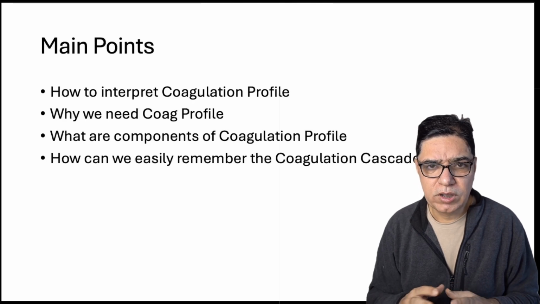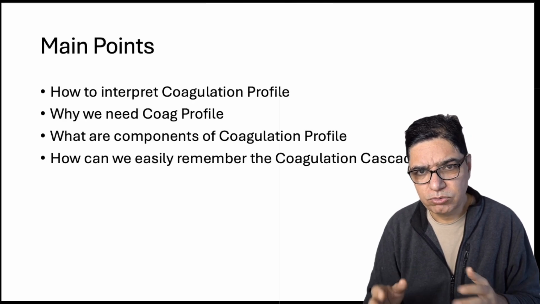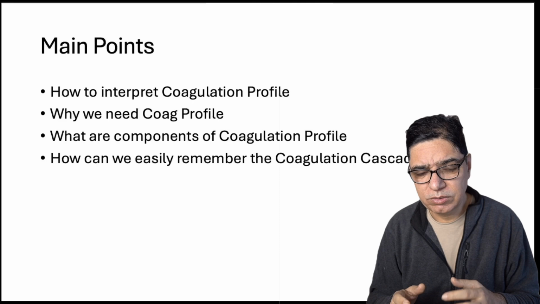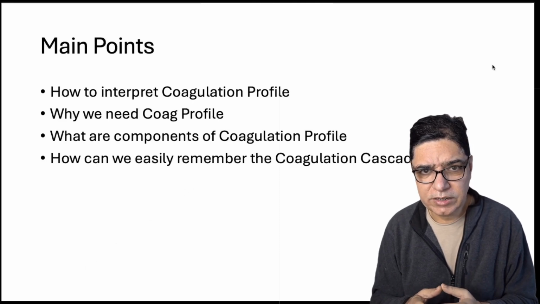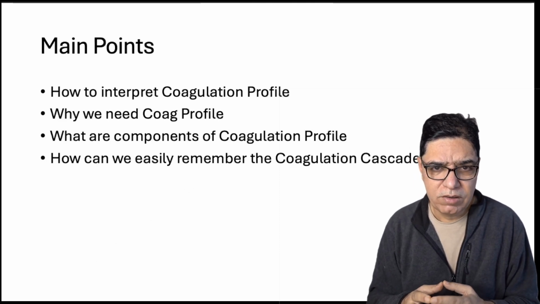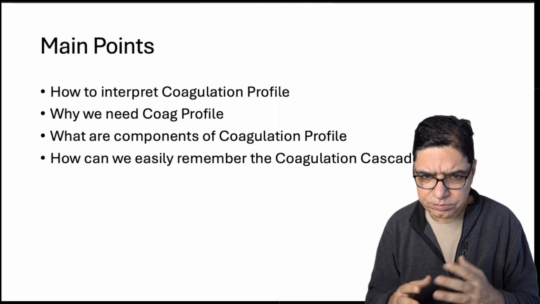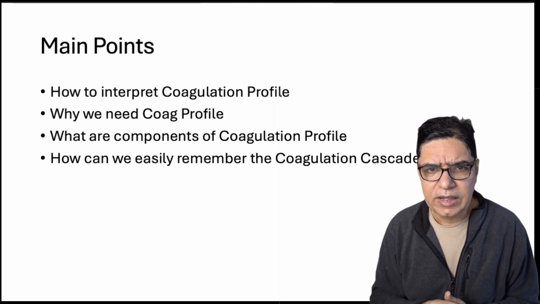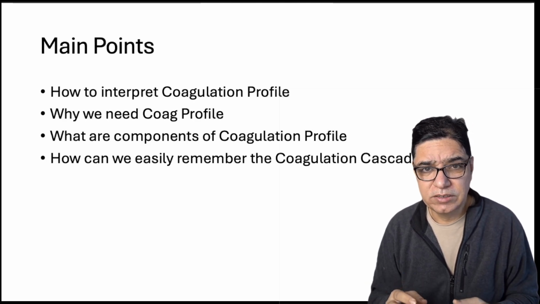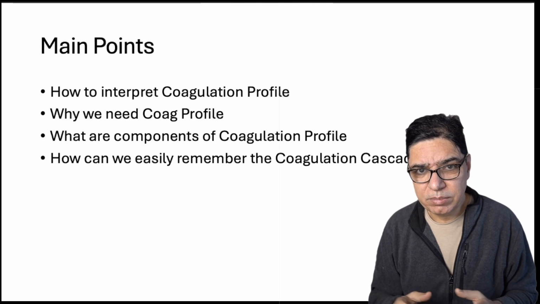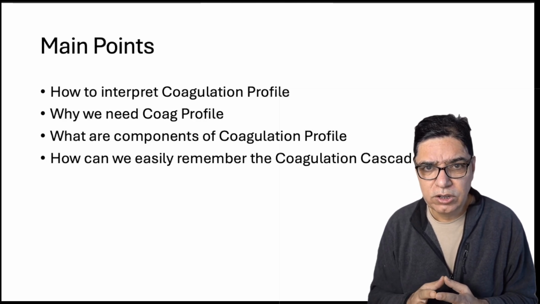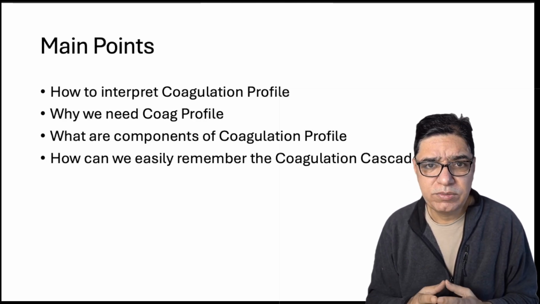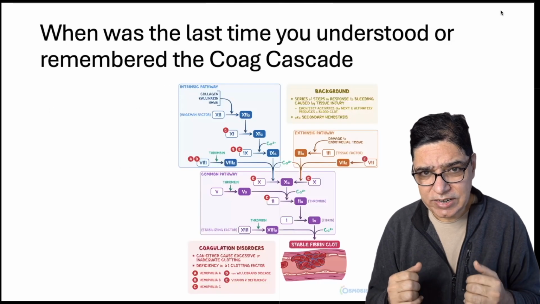Then we would also be talking about what are the components of this coagulation profile. Like for example, we would be talking about the prothrombin time, the activated partial thromboplastin time, fibrinogen time, APT ratio, and so on and so forth. And then we will be talking about some methods by which we can easily remember the coagulation cascades. So these are the four main points that we are going to discuss in today's lecture.